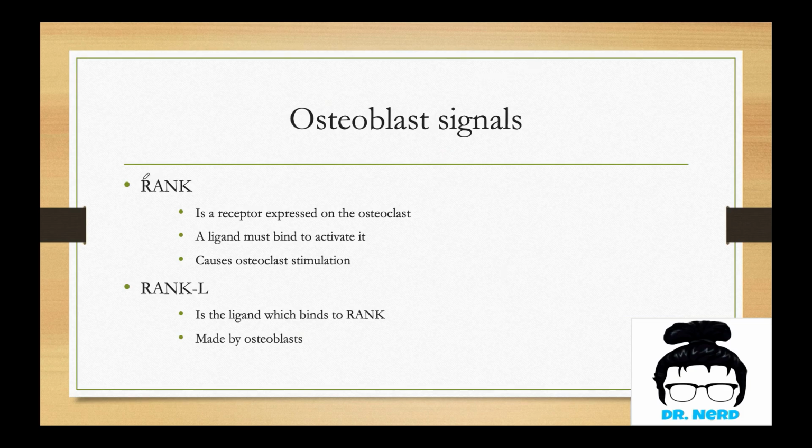First of all, we have RANK. RANK is a receptor that is on the osteoclast. A ligand must bind to activate it, and it causes the osteoclast to be activated and to start breaking down. RANKL is the ligand which binds to RANK. So this is the ligand that we were talking about right here that must bind to it to activate it. And it is made by osteoblasts.